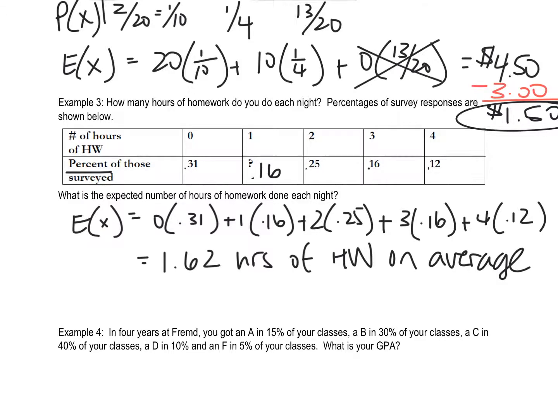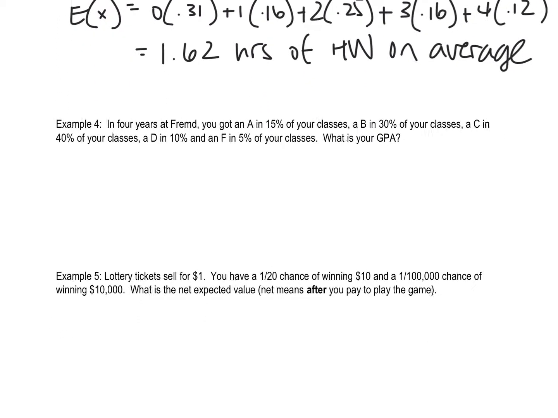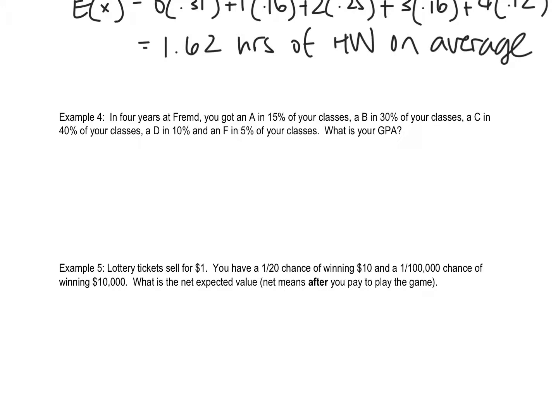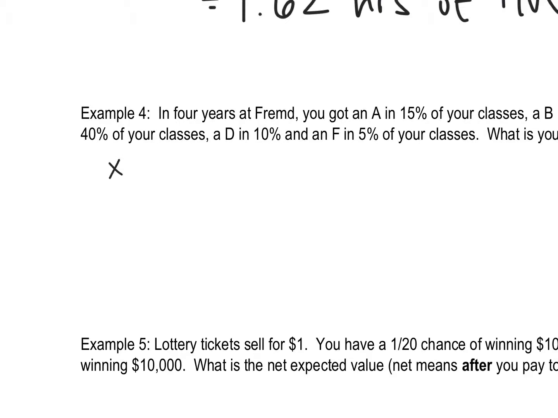Okay, let's go on to number 4. In 4 years at Fremd, I got A's in 15% of my classes, and so on. What is the GPA? Remember, an A is 4, a B is 3, a C is 2, whatever. So instead of putting A's, B's, and C's in my T-chart, I'm going to put 4s, 3s, 2s, and 1s. And I have probabilities of those.